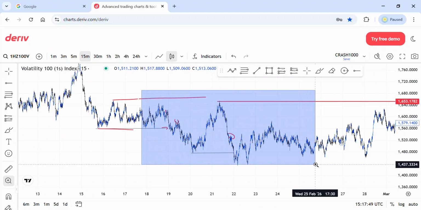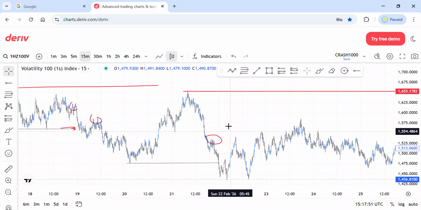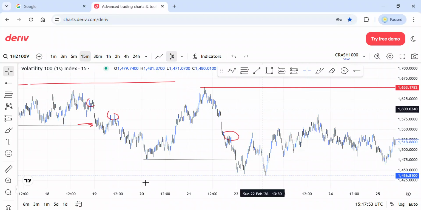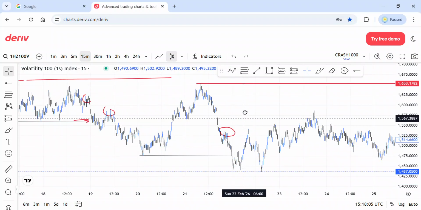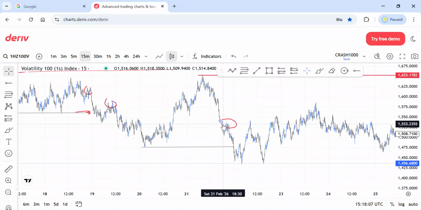So as you can see now, after this BOS to the downside, this is a liquidity. So you need to wait for market to take this liquidity out. So whenever you see your confirmation, depending on the confirmation you are using, then you can execute your trade. Are you getting me? So it's as simple as that.